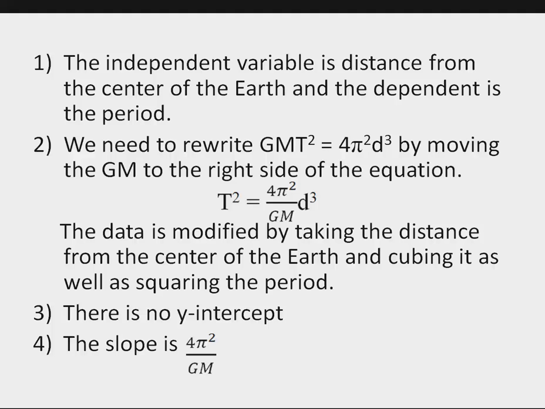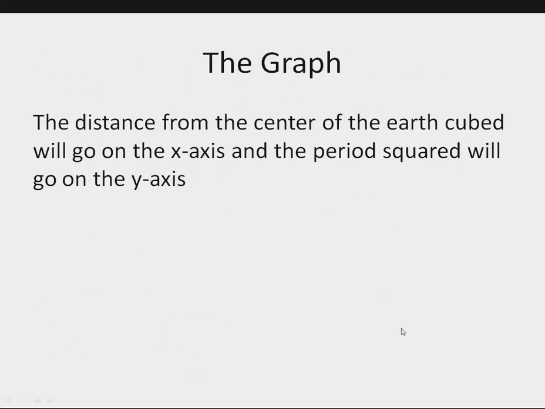The slope of the graph will be 4 pi squared over GM. So once I determine what the slope is by graphing it and calculating it, I would say that that slope, whatever number I calculate, equals 4 times pi squared divided by GM, where G is the universal gravitational constant. So I know the value of that, and then I can solve for the mass of the Earth. The distance from the center of the Earth cubed will go on the x-axis, and the period squared will go on the y-axis.